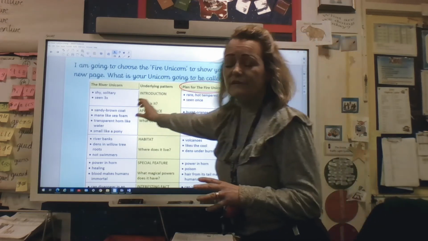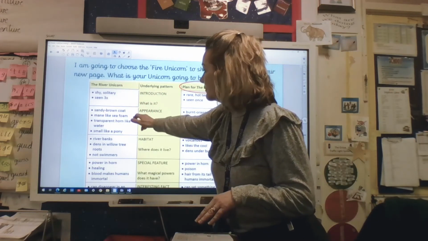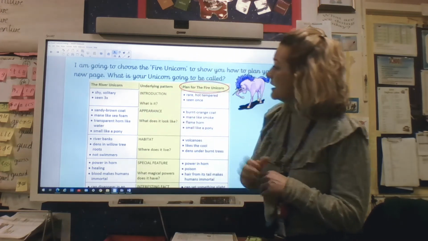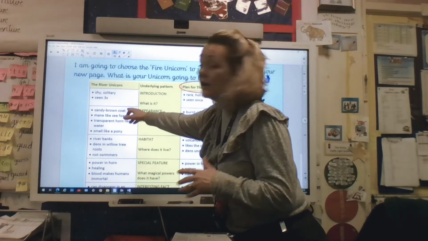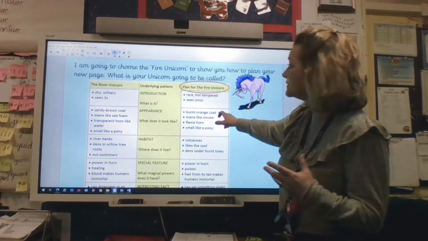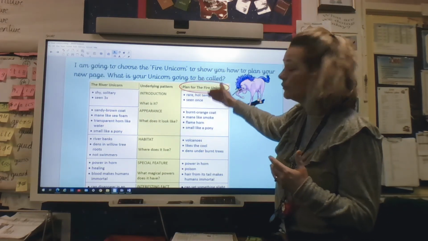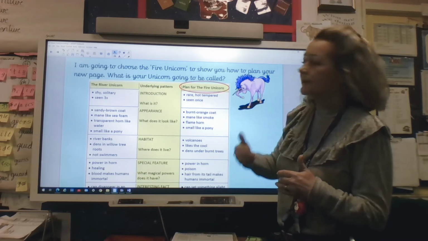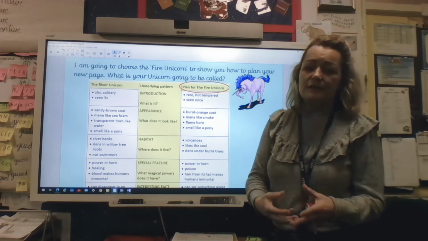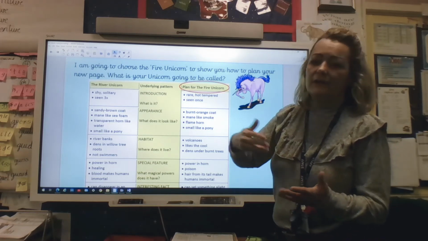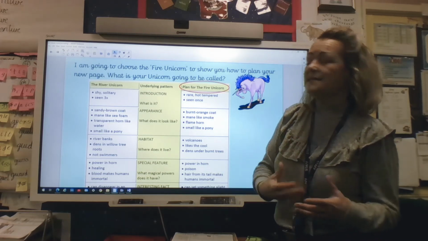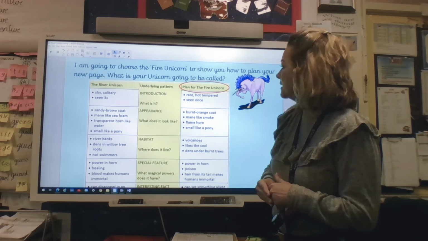Now, if we use the examples from the river unicorn, first of all, they described using a compound colour the colour of the unicorn's coat. So we can do the same. For the fire unicorn, we're describing it as a burnt orange coat. For my desert unicorn, I would describe it as golden yellow coat or golden yellow sandy coat, something like that.